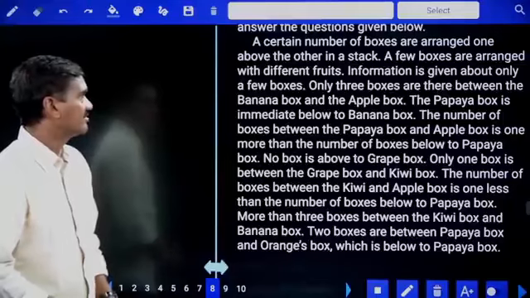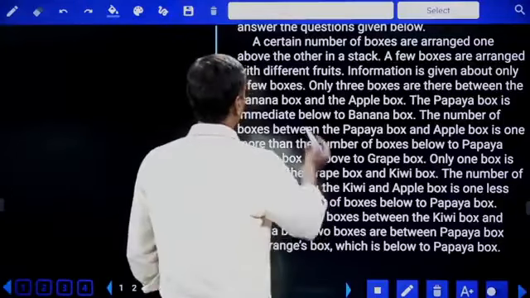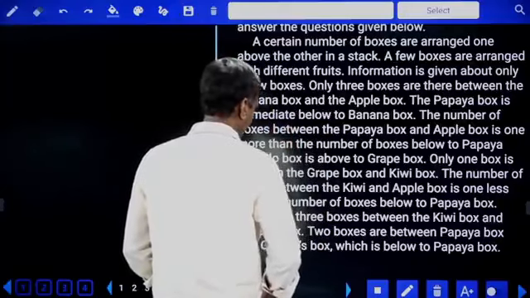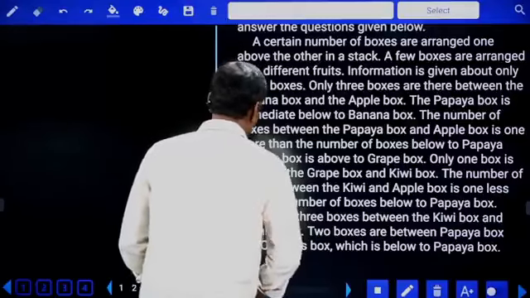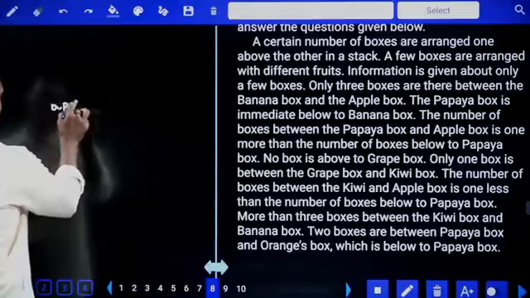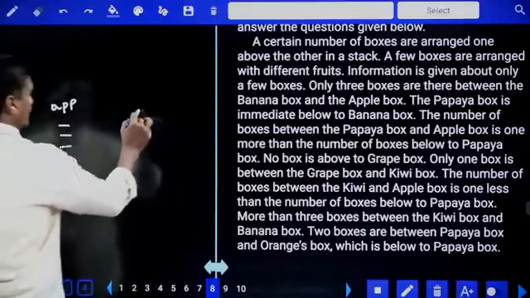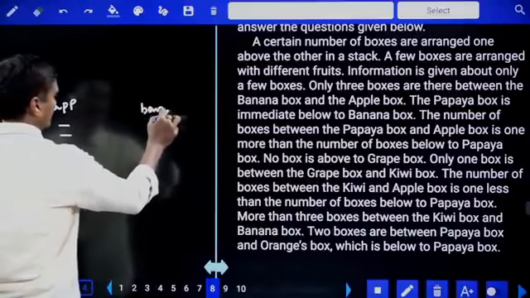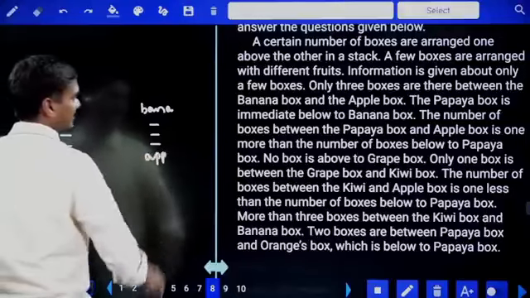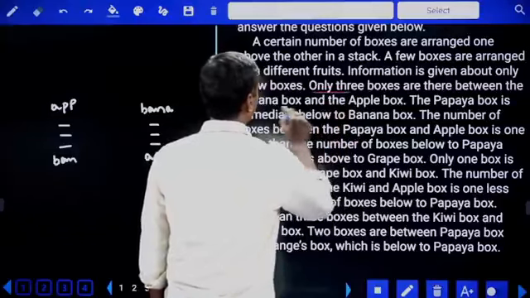A certain number of boxes are arranged one above the other in a stack. A few boxes are the different fruits. Information given about only a few boxes. Only 3 boxes are there between banana and apple. Now in between banana and apple there must be exactly 3. Now if apple is here, then 1, 2, 3 banana is here. Or if banana is here, then 1, 2, 3 apple will be here. There are exactly 3 in between banana and apple.